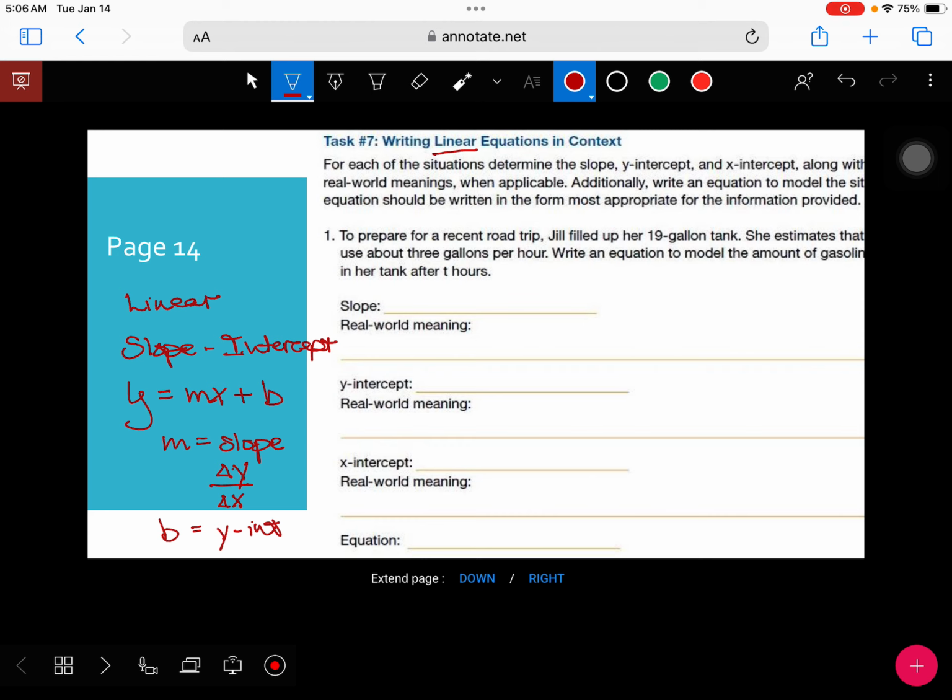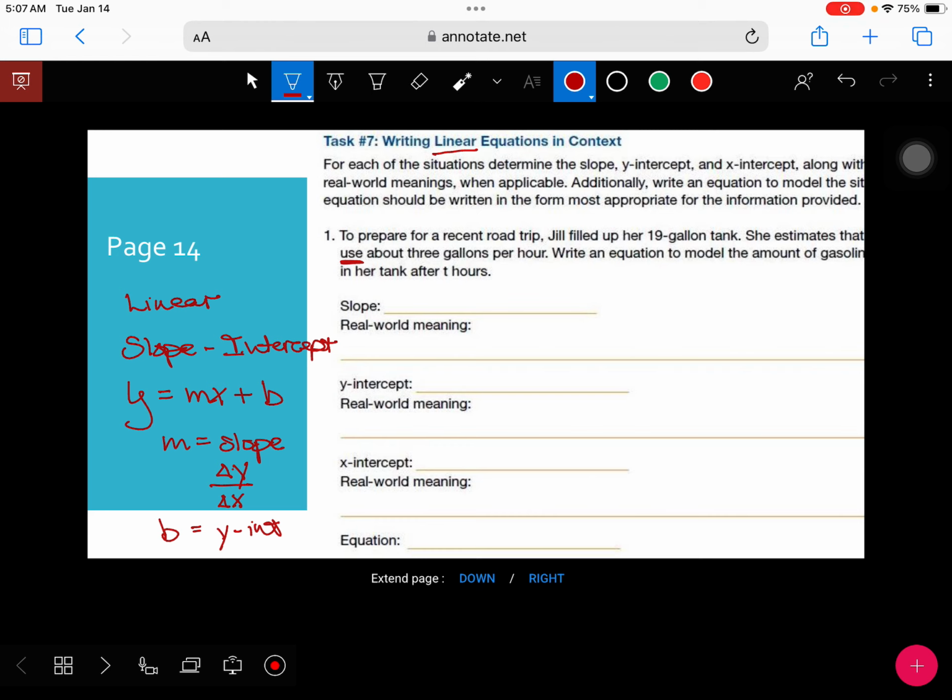Okay? So this gal, Jill, is filling up her 19-gallon tank. Just to let you know, I have a Honda Odyssey, and that's a 20-gallon tank. So she's got a pretty big gas tank there. She estimates she uses about 3 gallons per hour. She's using it. Okay? It is being used.